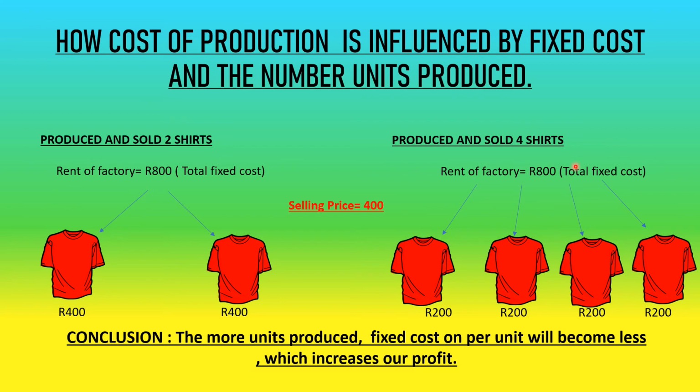But now we go to our second scenario where we produce and sell 4 shirts, right? Our cost price is 200 Rand per shirt and our selling price per shirt is 400 Rand. So that means we get a profit of 200 Rand by producing 4 units. So now we can come to a conclusion that the more units we produce, our fixed cost per unit will become less, which will in turn increase our profit per unit.